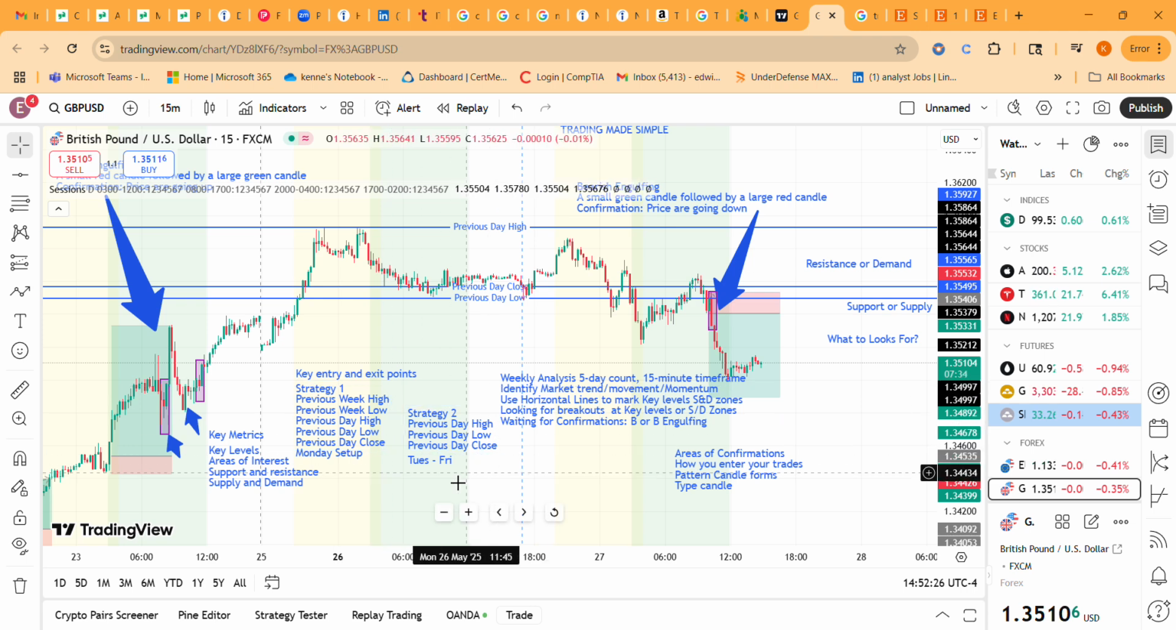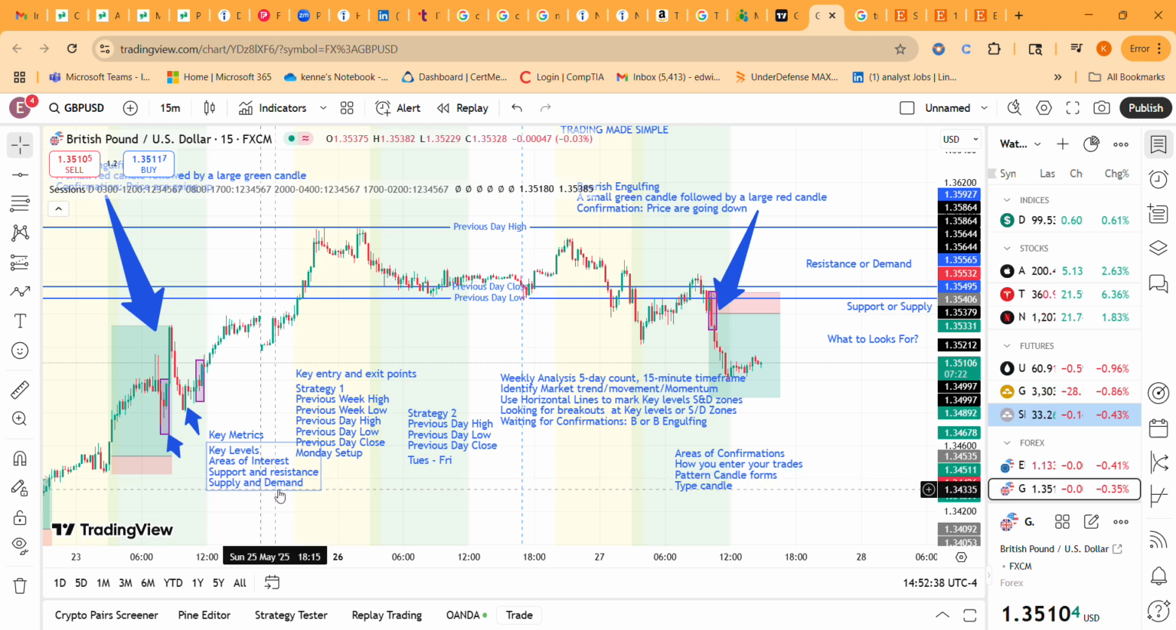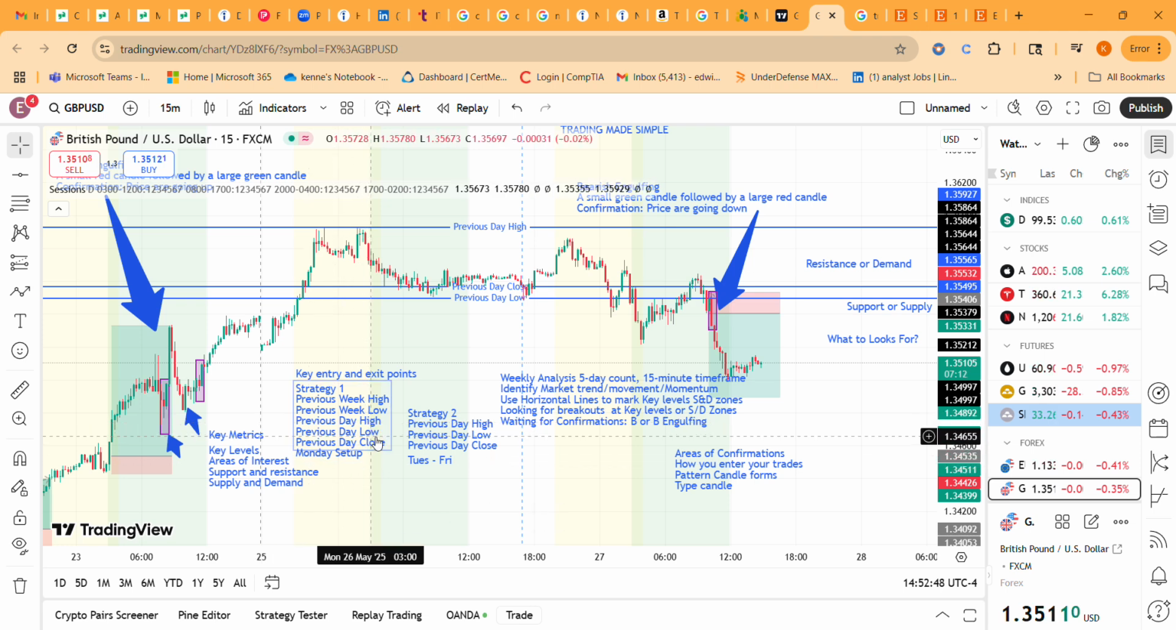Okay, so the strategy here is interpreted in the form of our key levels, areas of interest, or support and resistance or supply and demand areas, which are inputted in the chart as a previous week high, a previous week low, a previous day high, a previous day low, and a previous day close. You're going to be doing this setup on a Monday. So Monday or Sunday, when you're analyzing the chart, this will be the setup you'll be using for this specific strategy.